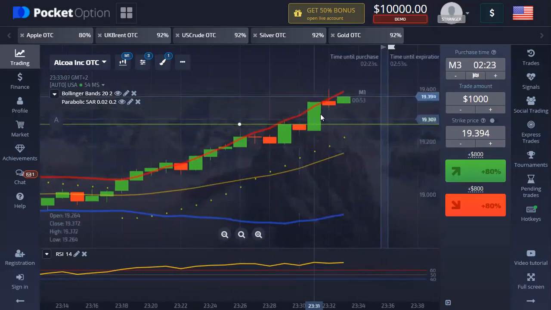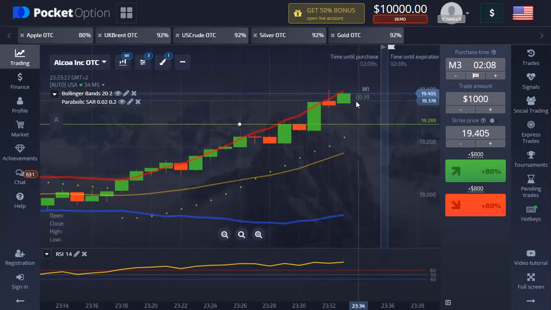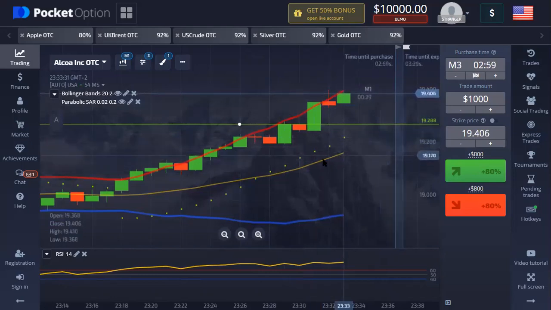So you see here, 1, 2, 3. If you would have entered that trade, you would have cleared that trade, right? Now we have another red candle. If this closes as a bullish candle, I'm going to go in for another 3-minute buy. Why? Because it's riding this red Bollinger Band. You've got the parabolic dot below the candles. Your candles are above this middle line. And then your RSI is above the 60 level, right? All right, so we're just going to wait to see how this candle ends up closing.